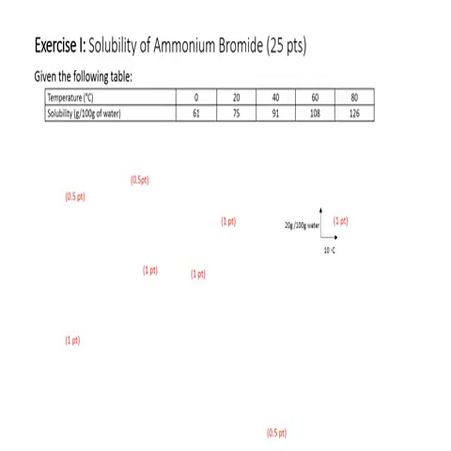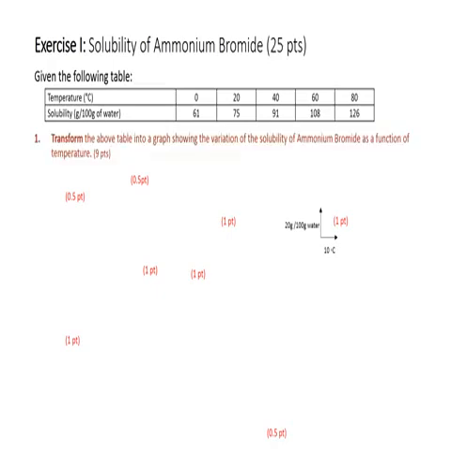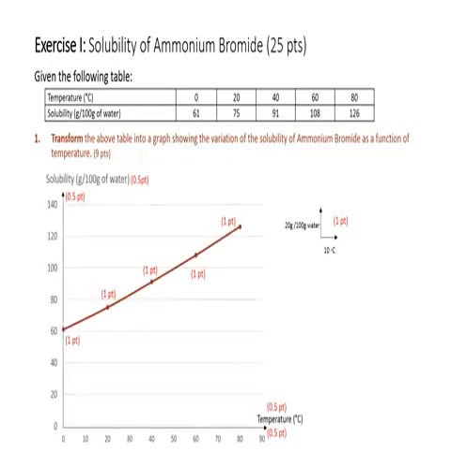In the first exercise, they gave you a table showing the variation of the solubility of ammonium bromide as a function of temperature. In the first part, you should transform the above table into a graph. We know that each graph contains two axes, the y-axis and the x-axis. The two axes should have arrows. On the arrows, you should take half a mark, and for the title of each axis you should take half a point.